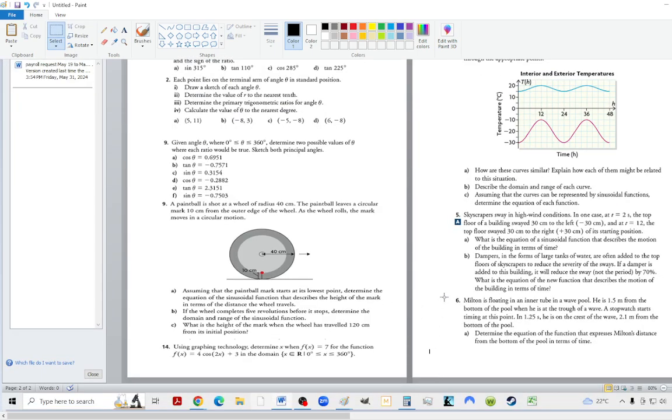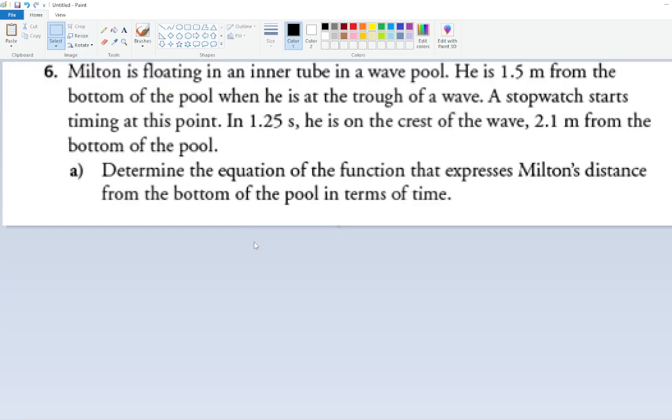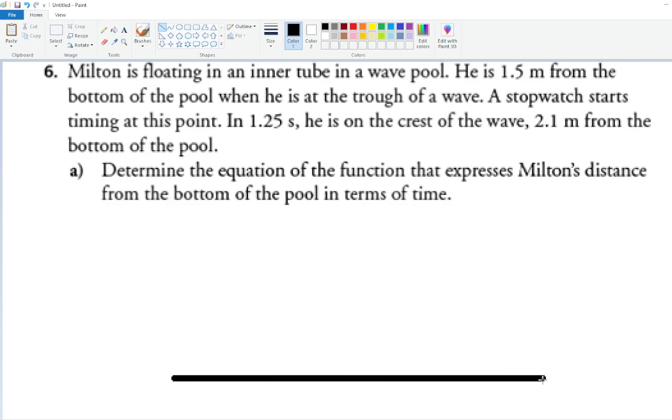Milton. Oh, I've done this one. Milton's floating in a pool, in a wave pool. So let's imagine a wave pool, okay? And usually the bottom of the pool is the x-axis, or the bottom of anything. It's the x-axis. So here he is. There's the bottom of the pool.